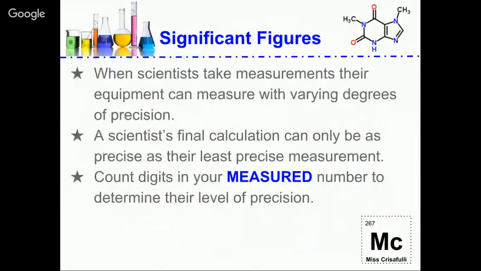So let's now talk about significant figures. When scientists take measurements, their equipment can measure to a varying degree of precision. A scientist's final calculation can only be as precise as their least precise measurement. So count digits in your measured number to determine their level of precision.